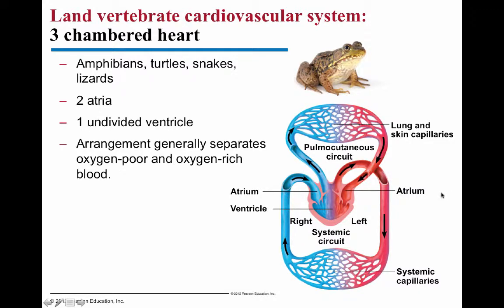You can see that there's some mixing of the oxygenated and deoxygenated blood inside the ventricle, but for these organisms it's generally pretty separate just because of the arrangement of the ventricle itself. It also gives them some advantages because they can divert blood flow when underwater. Instead of having it go to the lungs, sometimes it has the option of going straight to the body and coming back.